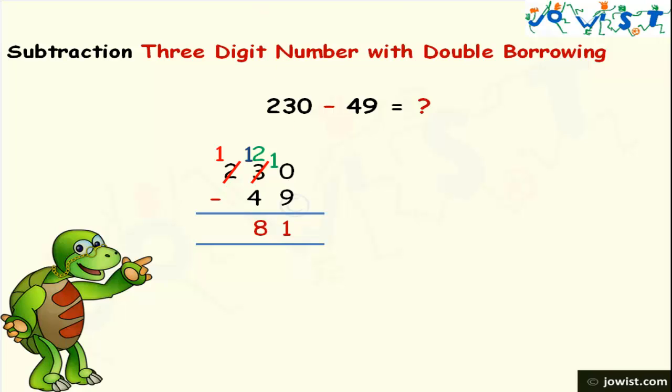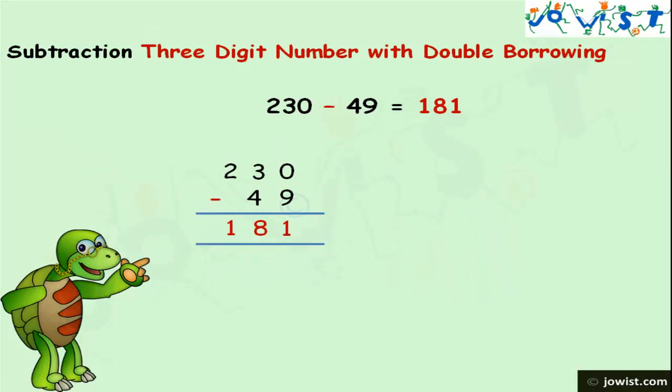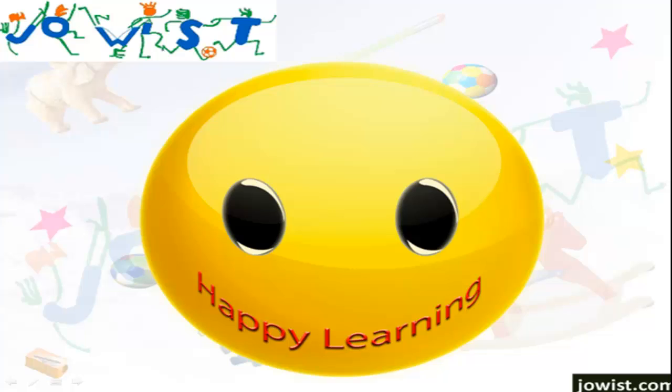When 1 is borrowed from 200, we are left with 100. This 100 will be brought down as it is, making the result 181. When we subtract 49 from 230, we get a result of 181. Happy learning!